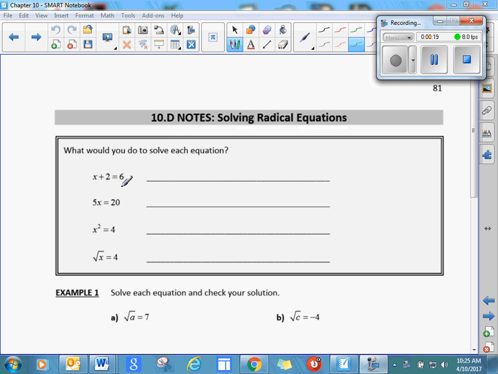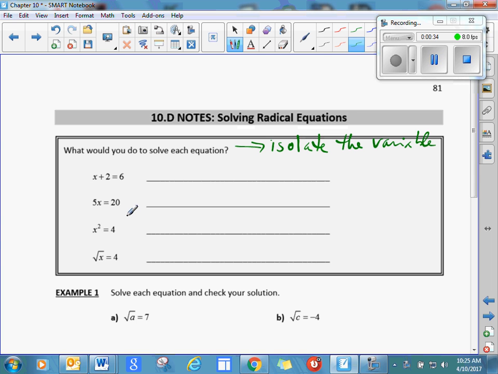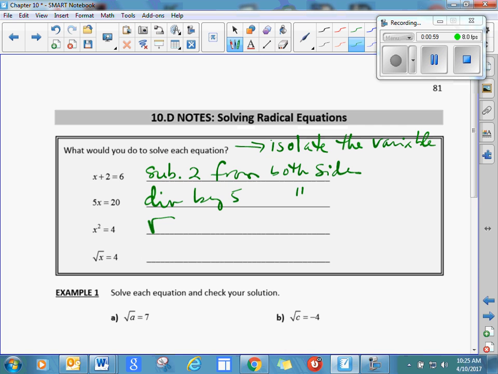And this is just a little review, real basic, of what we would do to solve each equation. Obviously, the goal is to isolate the variable. And we do that by undoing the operations that are attached to the variable. So in this example, to get the variable alone, we'd subtract 2 from both sides. In the second example, we divide, because the 5 is attached by multiplication, divide by 5, both sides. This one, if x is squared, we're going to undo the square by taking the square root of both sides.